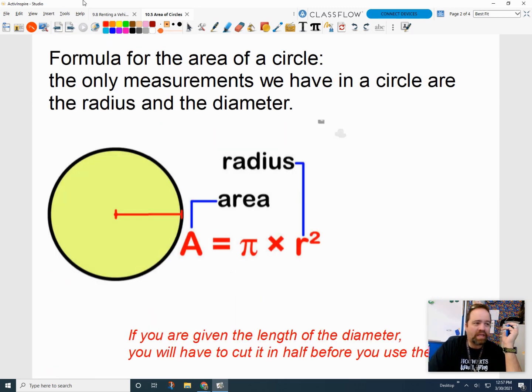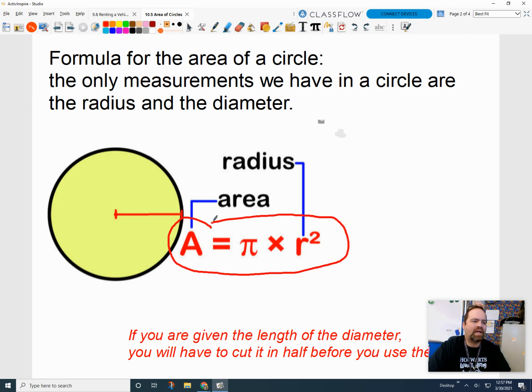But what we're looking at here is to find the area of a circle, we're going to take pi times the radius squared. Now, the radius squared is different from diameter. You need the measurement from the center to the edge, not all the way across. So if you are given the diameter, you've got to cut that in half before you can set these up.